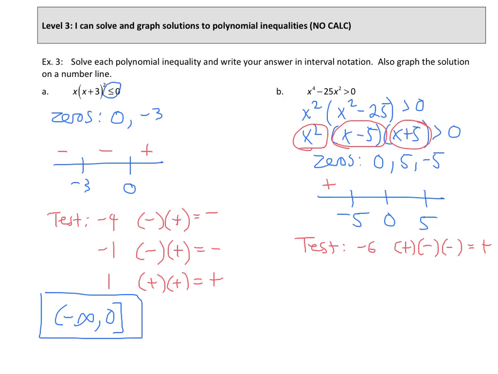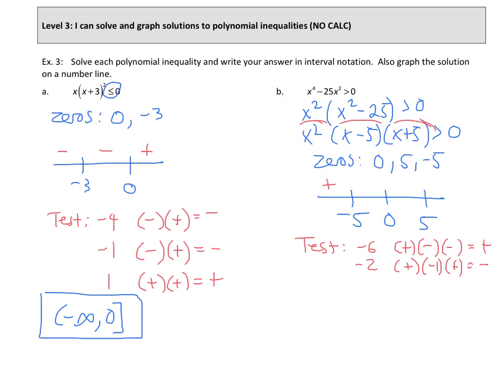Now I'm going to test something between negative 5 and 0. So I'm going to test, let's say, negative 2. And when I plug in negative 2 right here, it comes out positive, because that will always be positive. And then when I plug it in right here, negative 2 minus 5 is negative. And plugging in negative 2 right here, negative 2 plus 5 comes out positive. And two positives times a negative comes out negative.